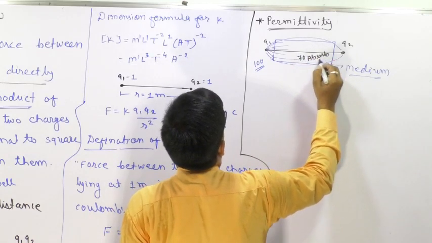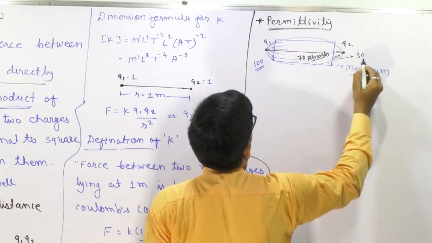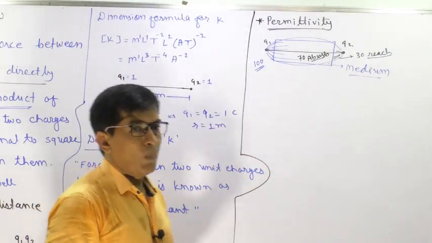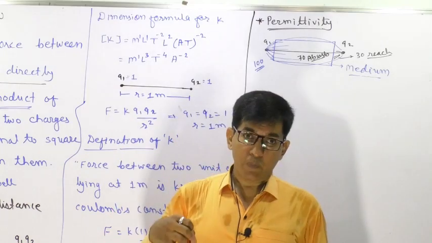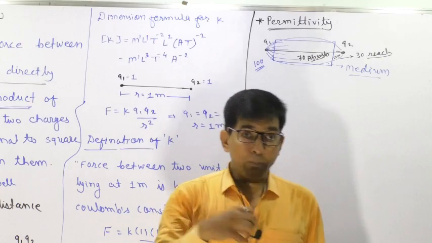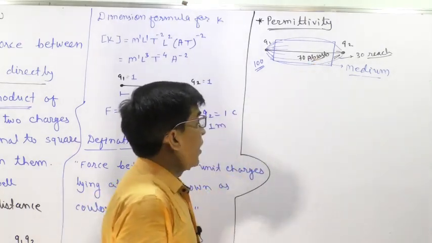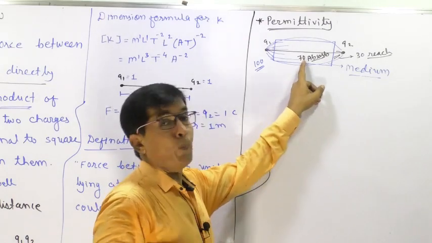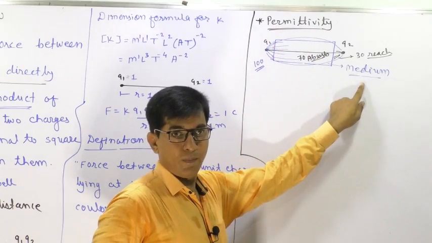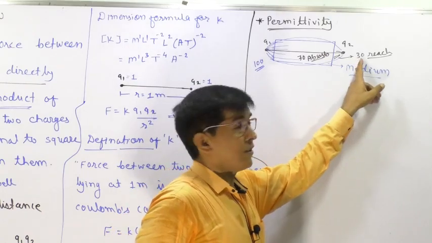Absorb. Then how much thread will reach here? Then 30 reach here. It means the medium allows or permits absorbing these 70 threads. It means 70 is the permittivity. Suppose 70 is the permittivity of this medium. Then if permittivity is 70, the force will decrease.